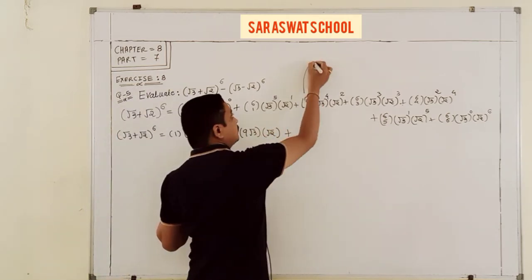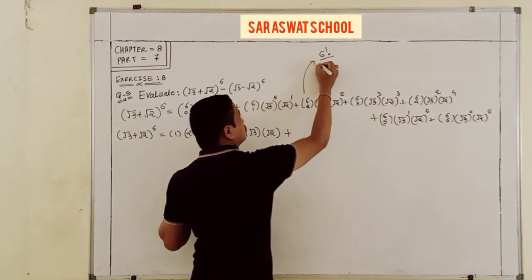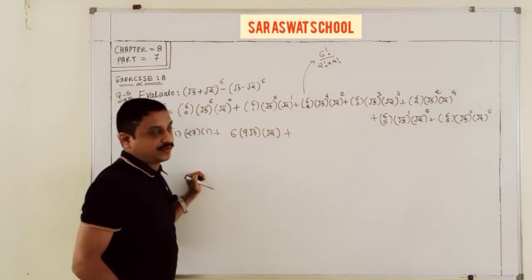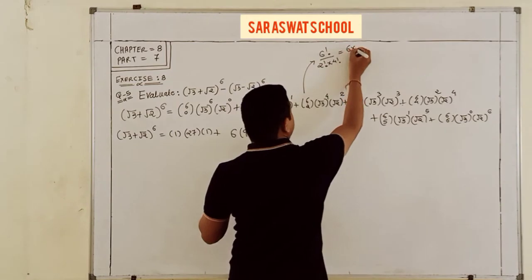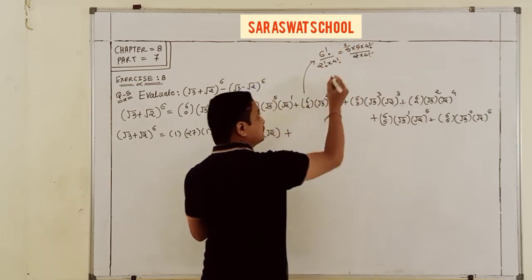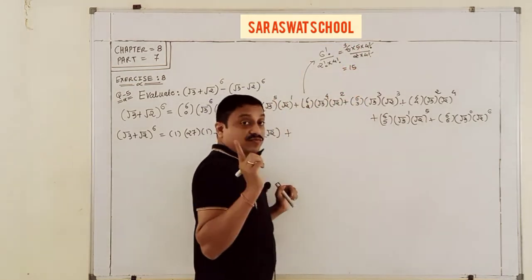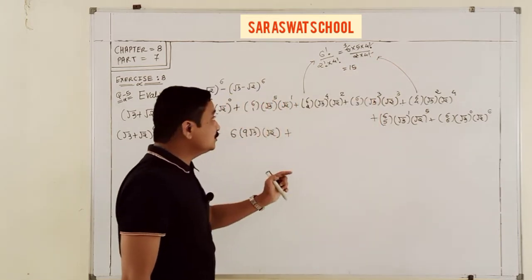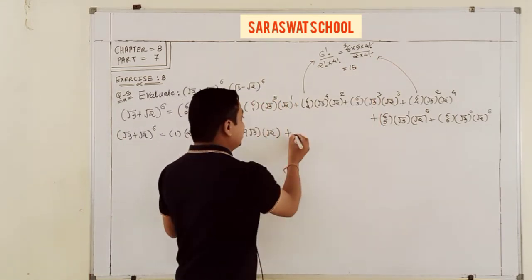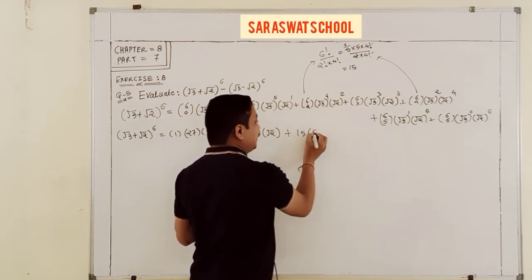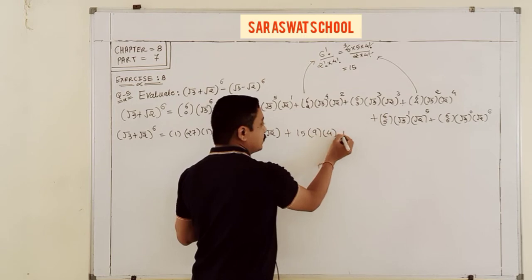6C2, I calculate here: 6 factorial over 2 factorial and 4 factorial. So students, you have 6, 5, 4 factorial, that cancels, it is 15. 6C4 is also the same, coming students, that also 15, root 3 four times means 3, 3 is 9, that is 4.